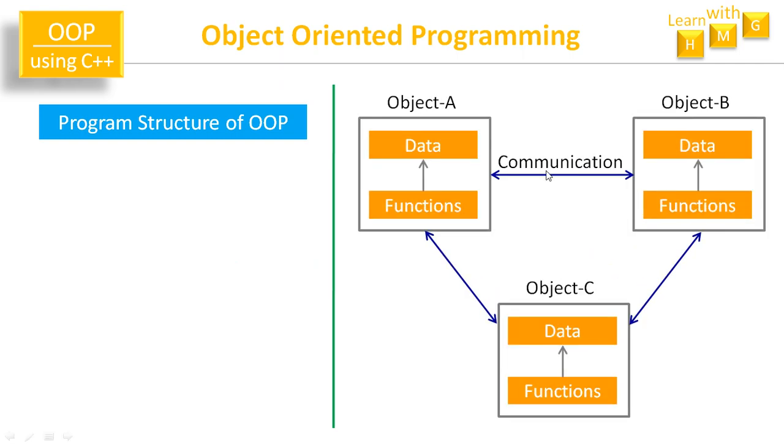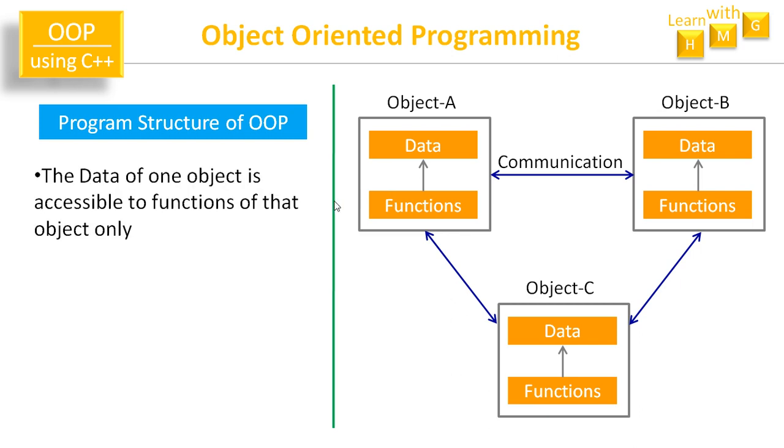Here there are three objects: object A, object B, object C. Object A has its own data and functions. Object B has its own data and functions. Object C has its own data and functions. So data of one object is accessible to functions of that object only. Now this data of object A is accessible to the functions of object A only. This data of object A is not accessible to the functions of B and C objects.